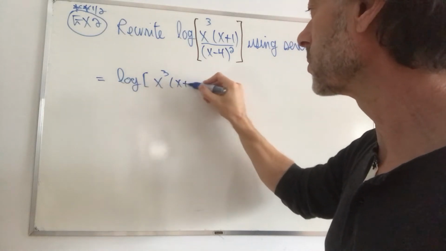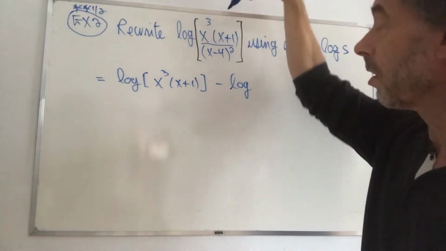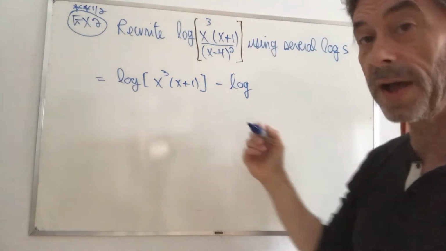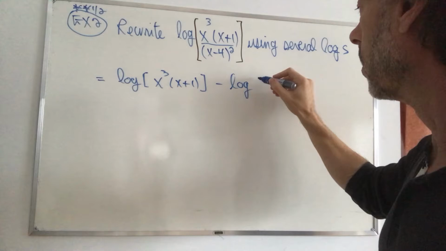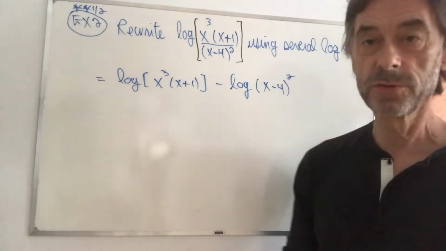x³(x plus 1), minus, right, log of u over v is log of u minus log of v. So x minus 4 to the power of 2. Now what? Put that over here. I don't need it anymore.